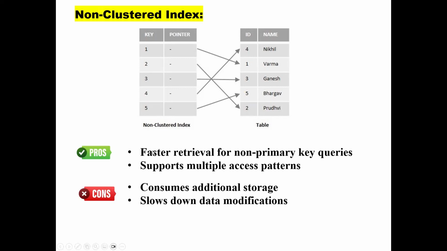Pros of non-clustered index. Faster retrieval for non-primary key queries. Great for lookups on columns other than the primary key. Supports multiple access patterns. Because you can create many non-clustered indexes for different query needs. Cons. Consumes additional storage, especially on large tables with multiple indexes. Slows down data modifications. Each insert, update, or delete may trigger index maintenance.